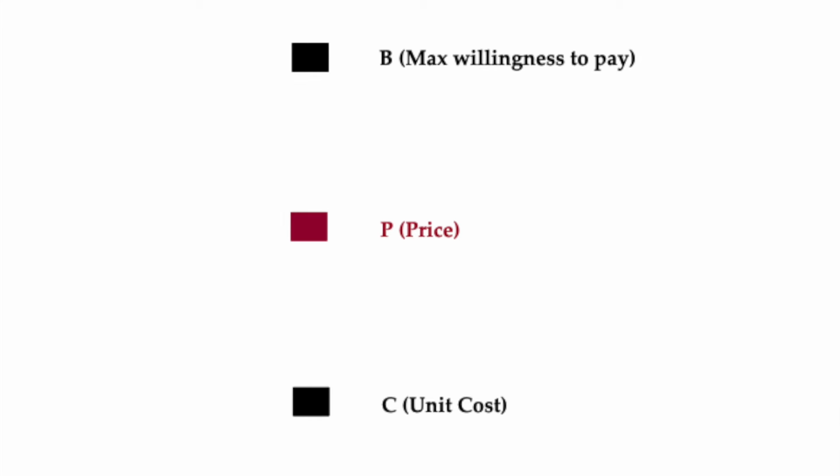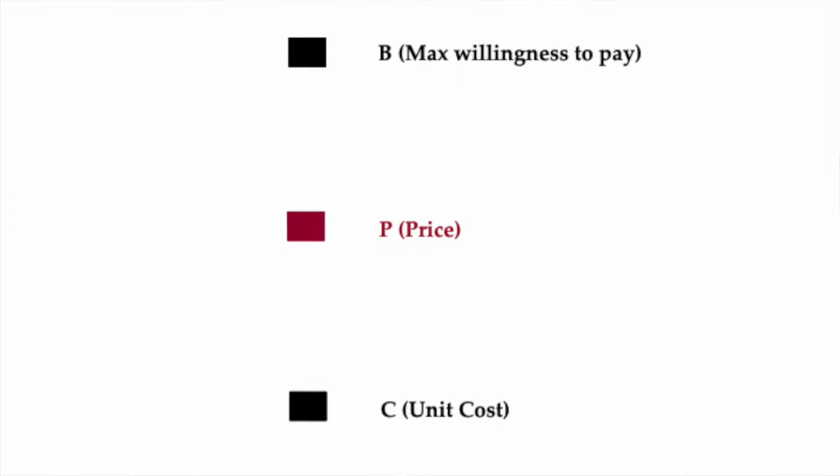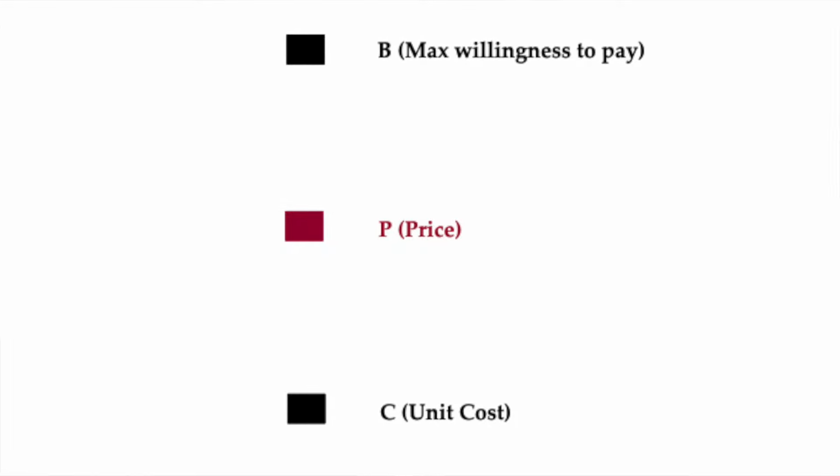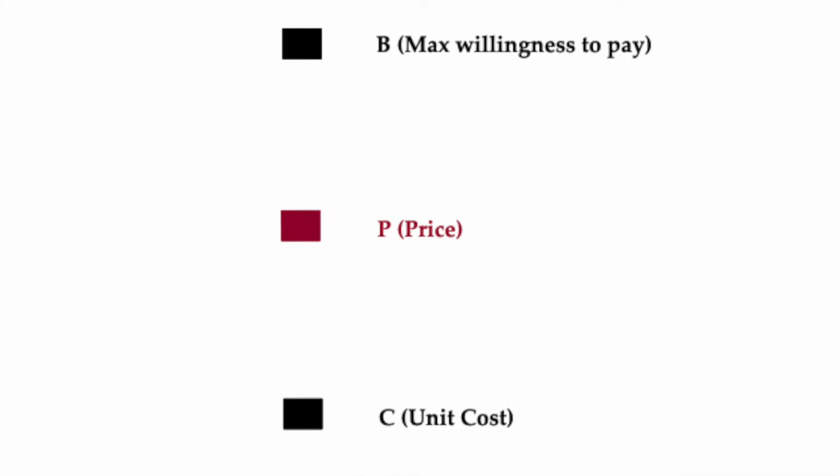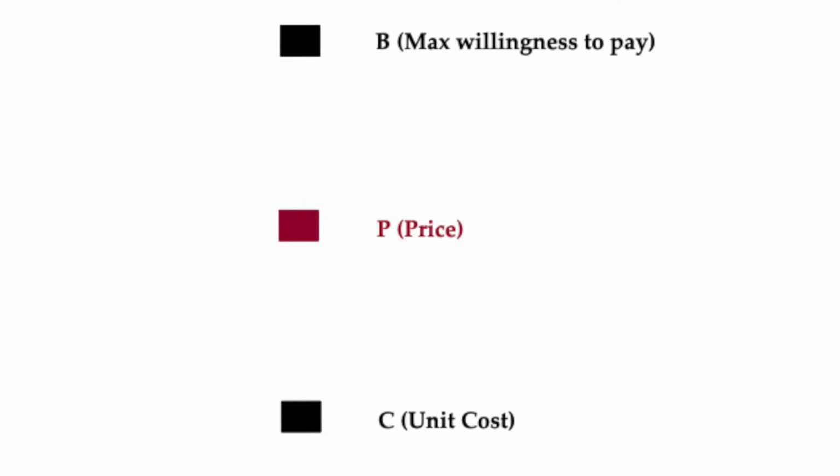Lesson 2, understand the economics of value creation and value destruction. To understand what I mean by economic value, consider this figure. At the top is the customer's maximum willingness to pay, denoted by B. If the price P is above B, the customer does not buy. At the bottom is the company's unit or average cost, denoted by C.